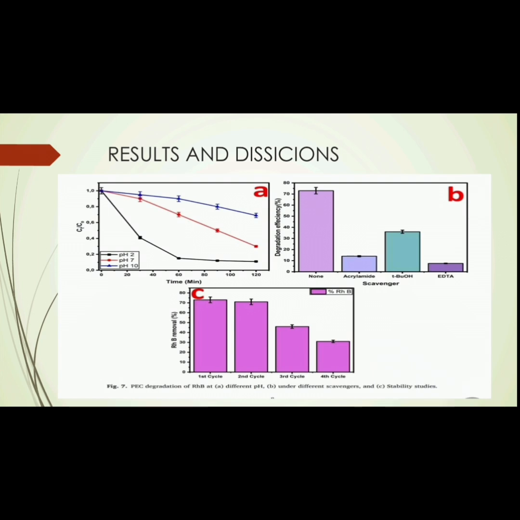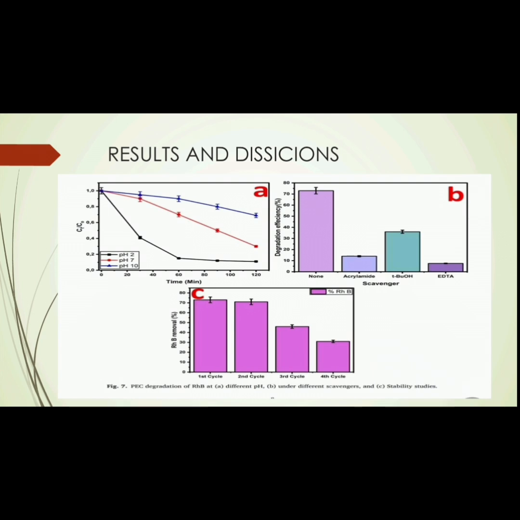Based on the percentage removal under the scavenger addition, it is evident that the major contributors are holes and superoxide, as the degradation efficiency was 14% and approximately 24% when acrylamide and EDTA were added respectively. The hydroxyl radicals play a minor role in the PEC removal of RhB. As the removal percentage remained significantly high, the stability studies were conducted for 4 cycles for removal of RhB.